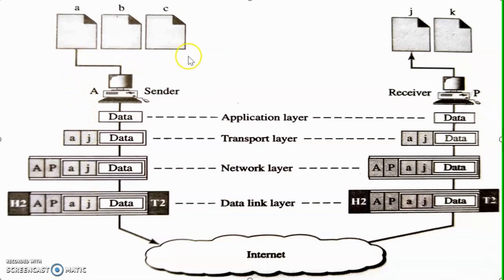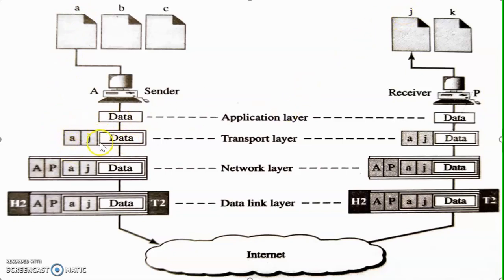Now consider the sending computer has 3 processes running, that is with port addresses A, B and C, and the receiving computer has 2 processes running with port addresses J and K. Now say suppose the process A on the sending computer needs to communicate with process J on the receiving computer. So at the sender side, data will be received from the higher layers to the transport layer. Now at the transport layer, the source and the destination port addresses are attached. The source port address is A and the destination port address is J.